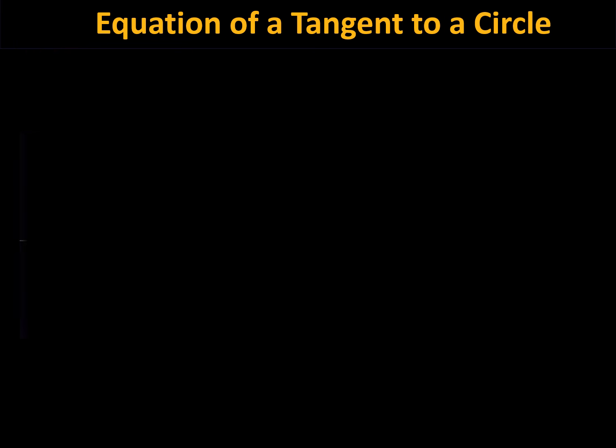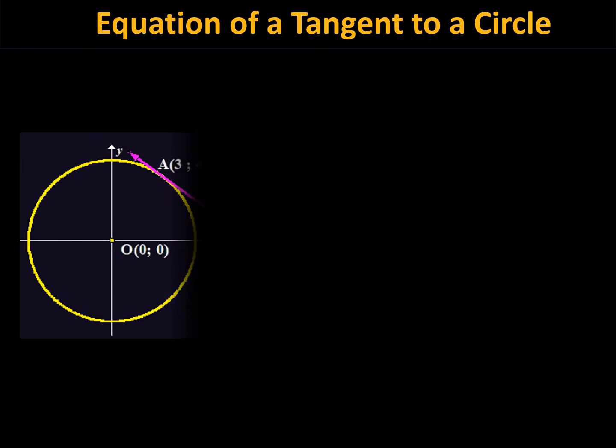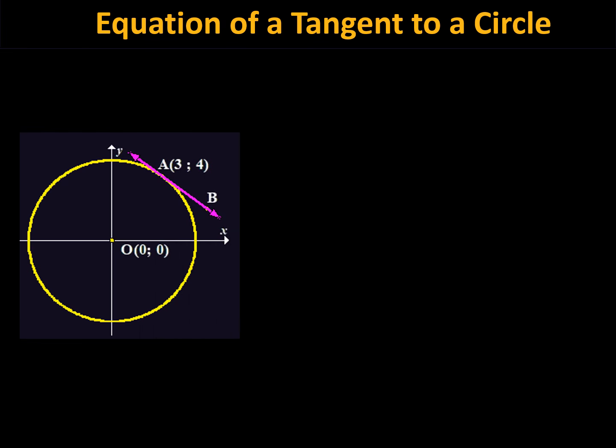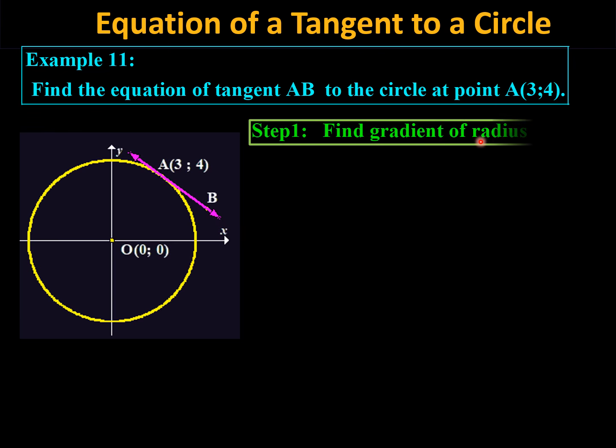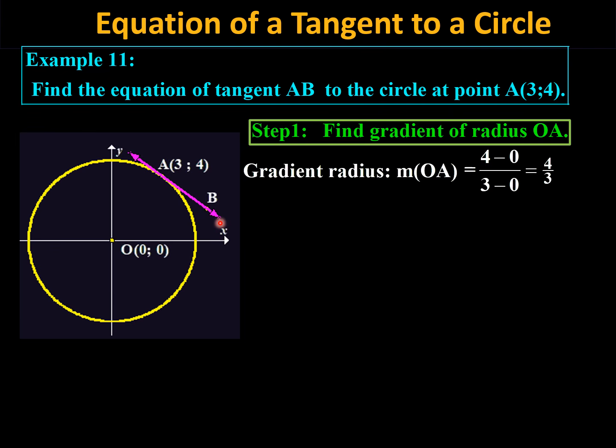Now let's look at an example. There I have a circle with its center at the origin, and it has a tangent at the point 3, 4. The tangent is referred to as AB. It's this purple line here. So I want to find the equation. The first thing I do is find the gradient of the radius. There's the gradient, OA. So I find the gradient of OA, and that is going to be 4 over 3.